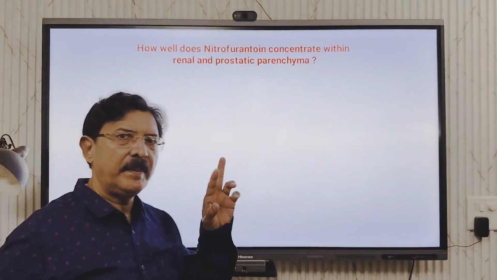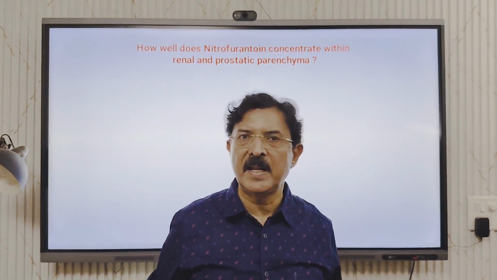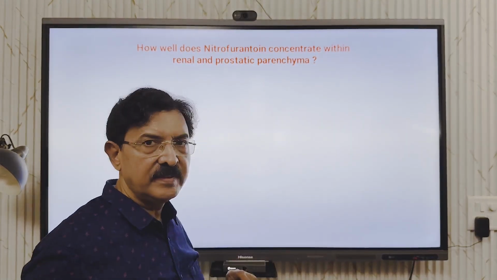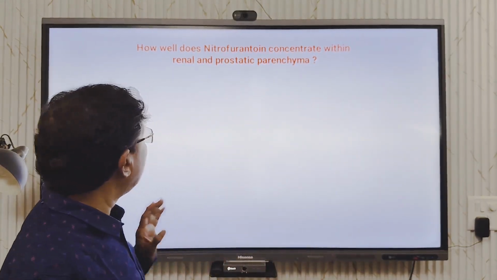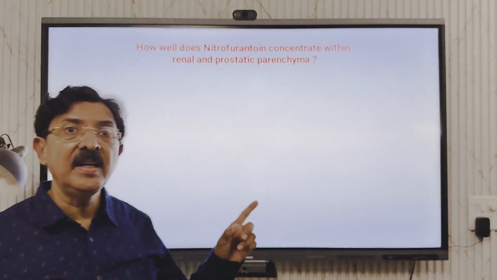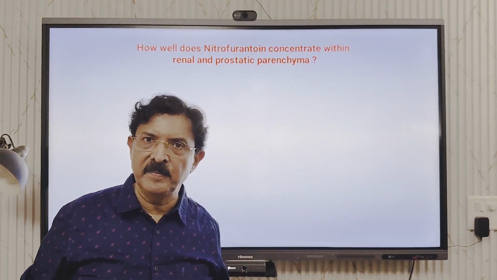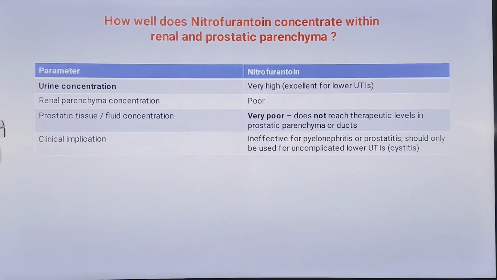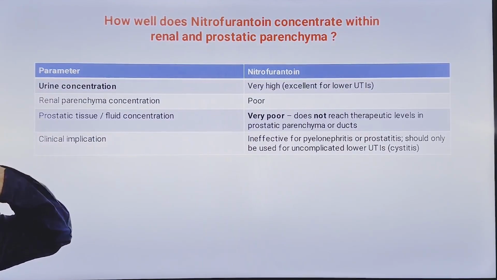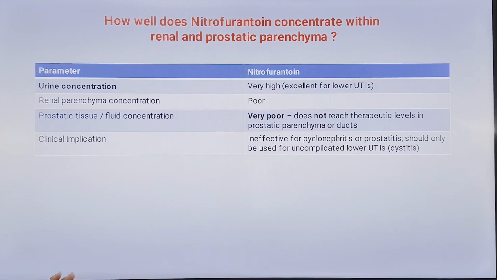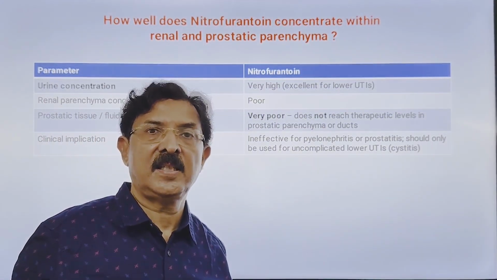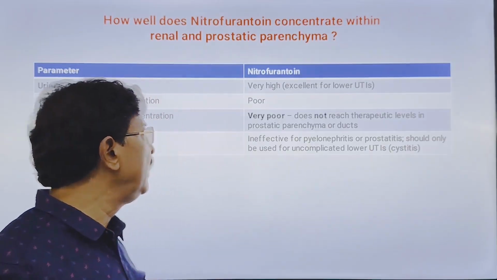Now there are two antibiotics which are very commonly used in management of recurrent urinary infection, and these are nitrofurantoin and fosfomycin. So for nitrofurantoin, how well does it concentrate within the renal and prostate parenchyma? That we must know at this point of time. Nitrofurantoin is one drug which gets excreted almost 100% in the urine. So it has a very high concentration in urine, and that is why it is such a popular drug for treating recurrent urinary tract infection.